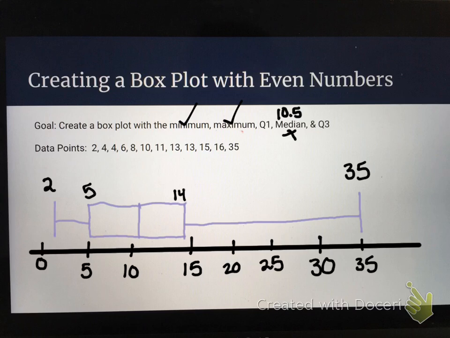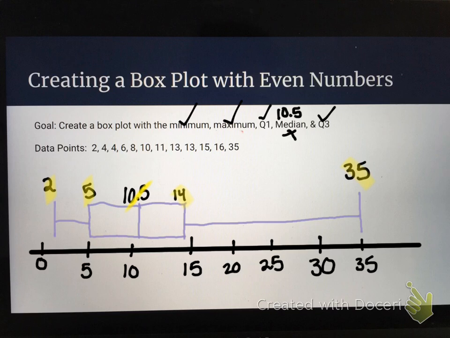Okay, and we've done awesome. So this is what our box plot would look like for this data set. Our minimum is 2. Our quartile 1 is 5. Oh, I never wrote down our median. Our median is 10.5. Our Q3, or quartile 3, is 14. And our maximum is 35.